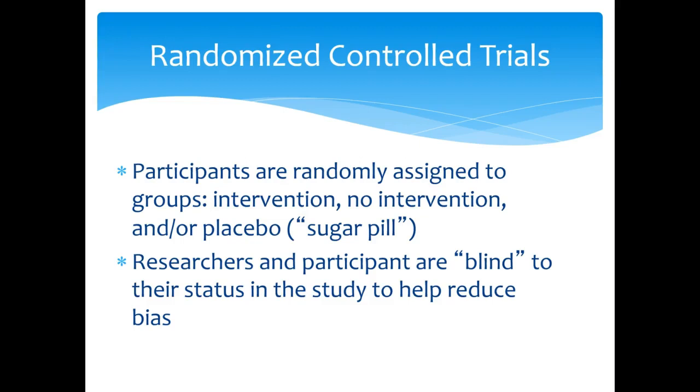The researchers and the participants are blind to their status. So with this type of study, the randomization is generally done by someone other than the researchers, because if I know that my subject is in a treatment group or in the control group, it may bias my observations. So the researchers and the participants don't know who's in which group, and that helps to reduce bias.